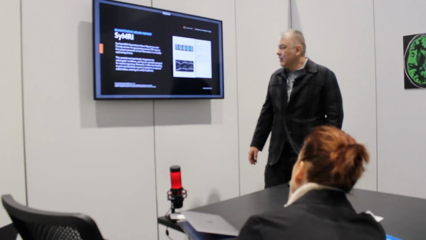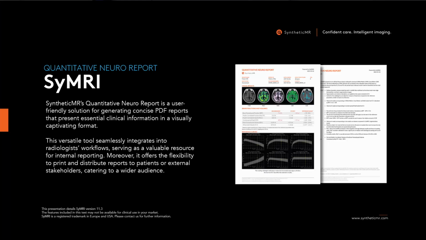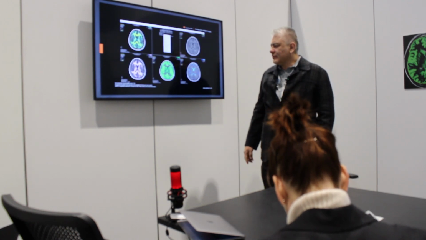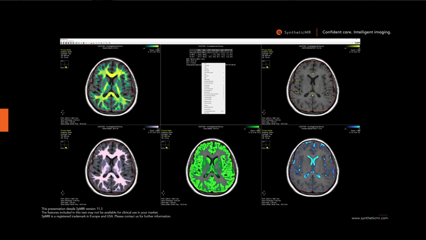Next. That's the report that is also automatically generated. When the study is done and it's sent to PACS, it immediately comes with this report. It doesn't need any additional work on your side or technologists or anything. The system automatically generates these reports with all these different values that are standardized by age and all the curves with it.